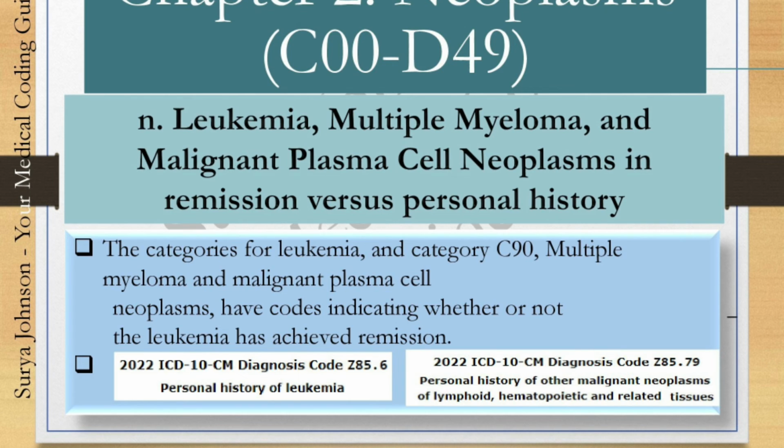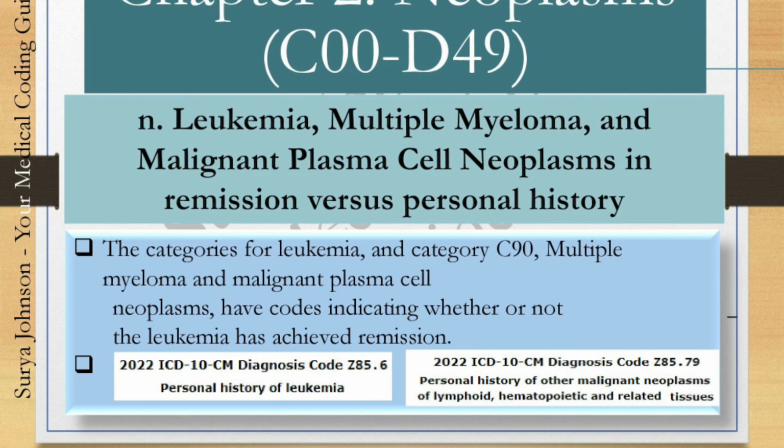In these scenarios, for example, if you see the code Z85.6, it means the patient has a personal history of leukemia. It means it has been completely eradicated. It becomes a personal history. The patient does not have leukemia because of the neoplasm. It has been a history. So Z85.6. Then Z85.79, which is the personal history of other malignant neoplasm of lymphoid, hematopoietic and related tissues.